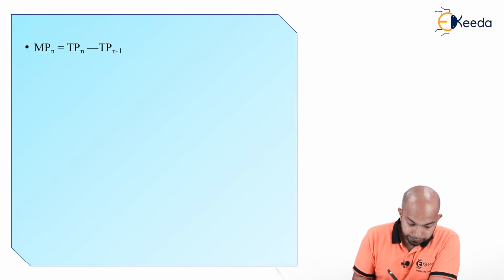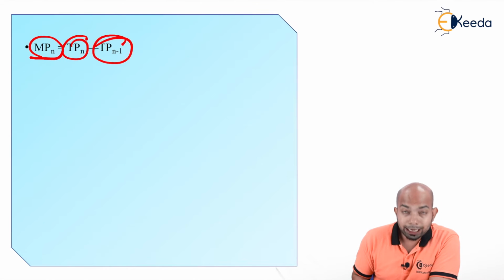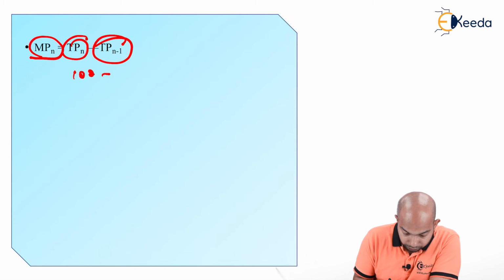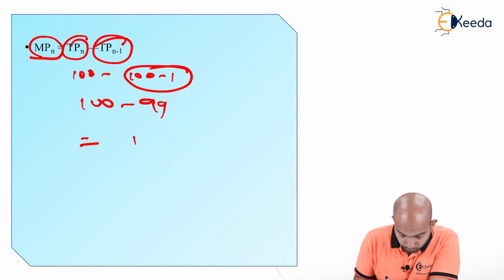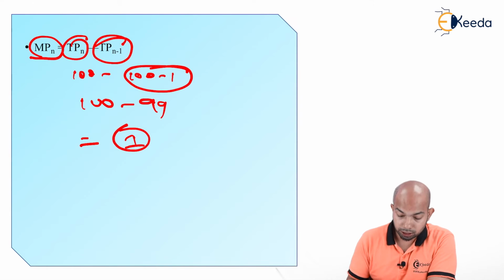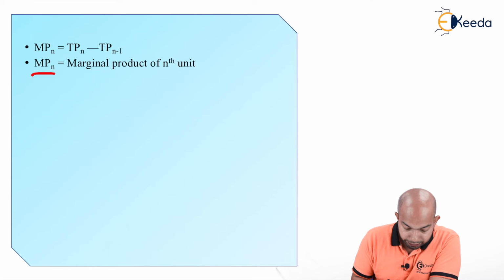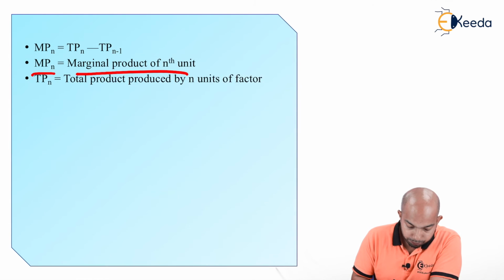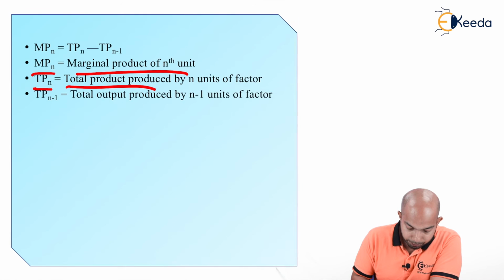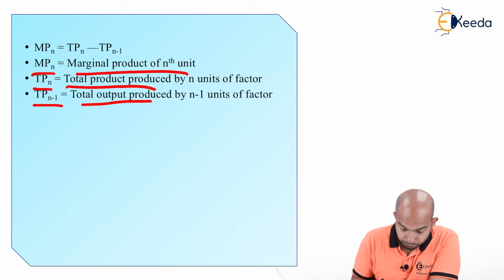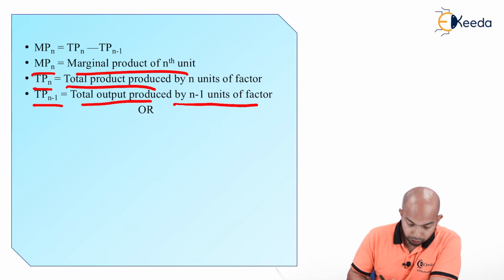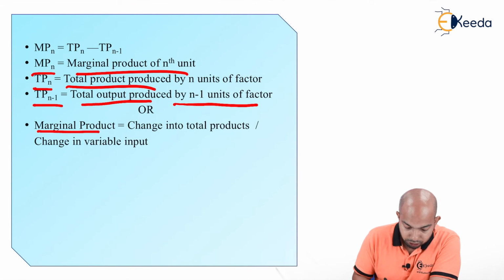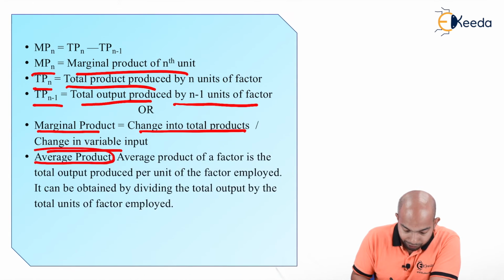Symbolically, it is referred to as marginal product is equal to total product n minus total product n minus 1. So if it's 100, this will be 100 minus 99, that is 1. This is what the basic thing requires. Now, MP refers to the marginal product of the nth unit, TPn refers to the total product, and TPn-1 refers to the total output produced by n minus 1 units of the factor. Or this can also be mentioned as marginal productivity is equal to change in total product upon change in variable inputs. Now the next is average product.